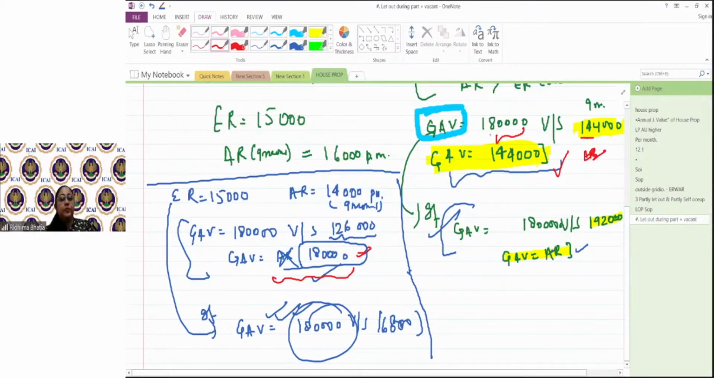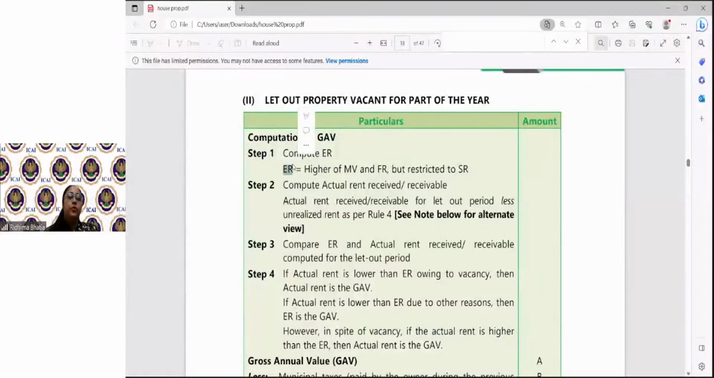But here this was a genuine case where if the actual let out period had been 12 months, my GAV would have been the actual rent. So since it's a genuine case, even if while computing GAV the expected rent is higher, the actual rent would be taken as your gross annual value. Now let's do a quick question, it will be more clear. Look here, what is written? Compute ER, compute actual rent.